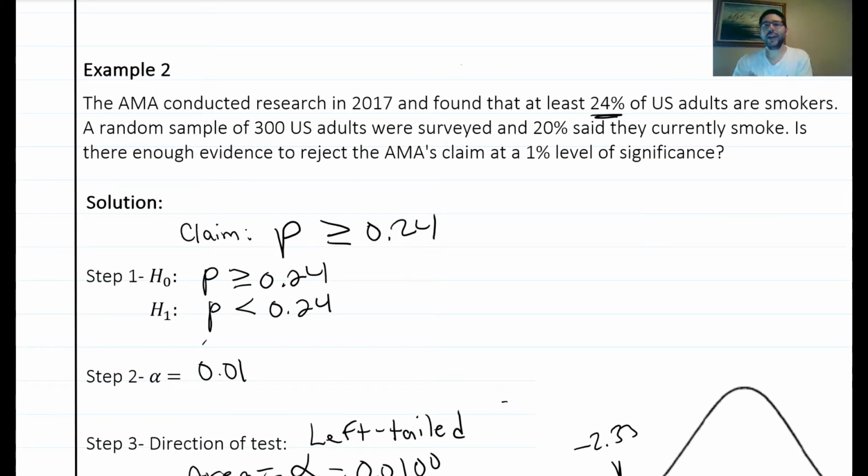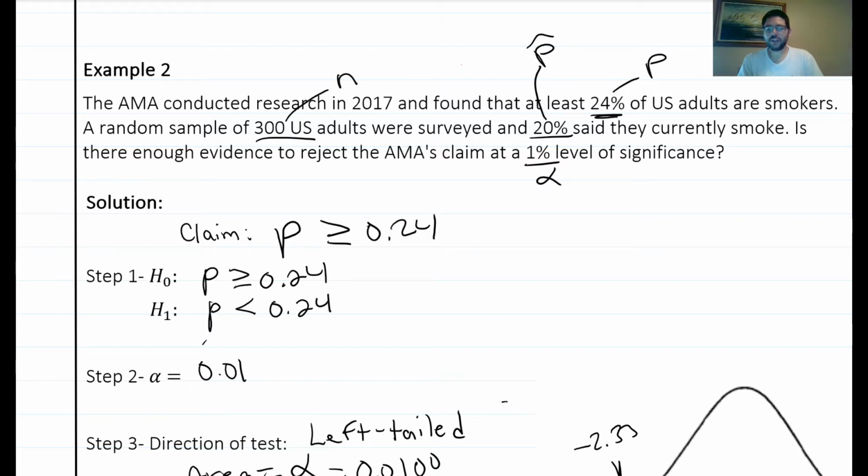So sometimes you're going to have to calculate the p hat. Here they said a random sample was taken of 300 adults, so that's my n. N is 300. This is our p, which is from our claim, and then this is our p hat. P hat is from our sample. So from the sample, they said that it was 20% that currently smoke. And then of course, obviously that's our alpha.